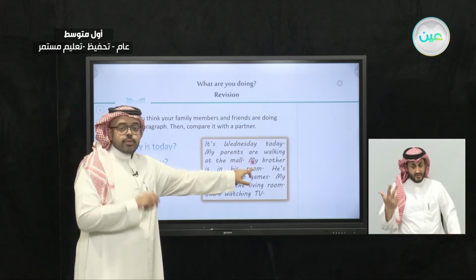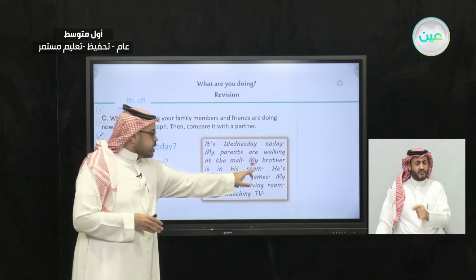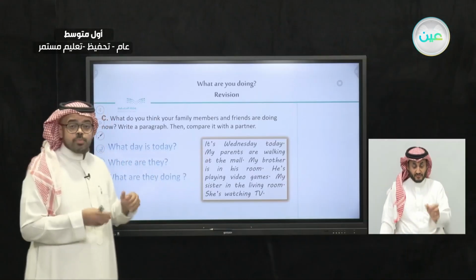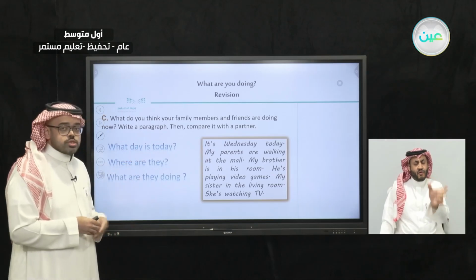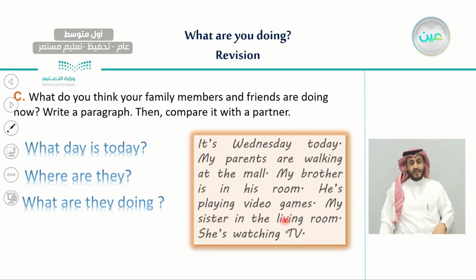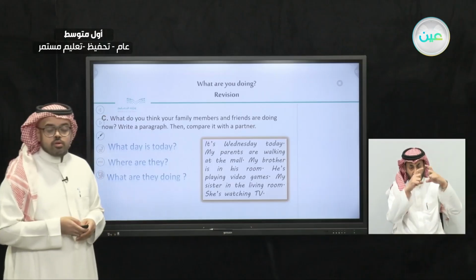And now we're talking about each family member individually. My brother is in his room. This is where he is, and he is playing video games. So here I wrote two sentences by answering those two questions. And the last one, my sister is in the living room. This is an answer for the question, where is she? And what is she doing? She is watching TV.